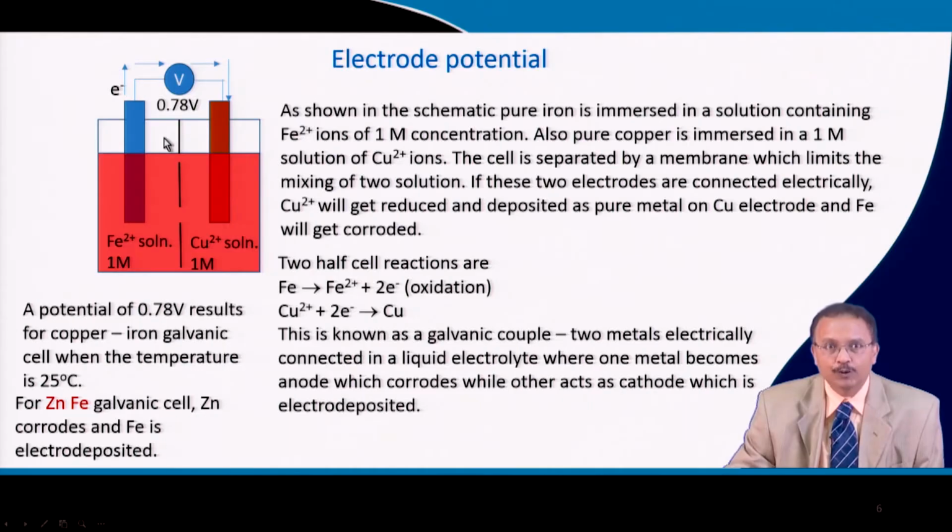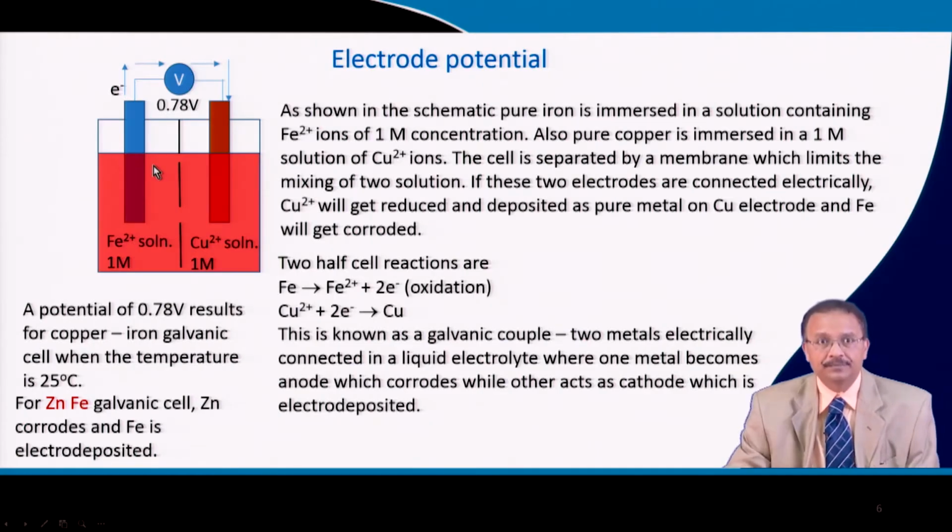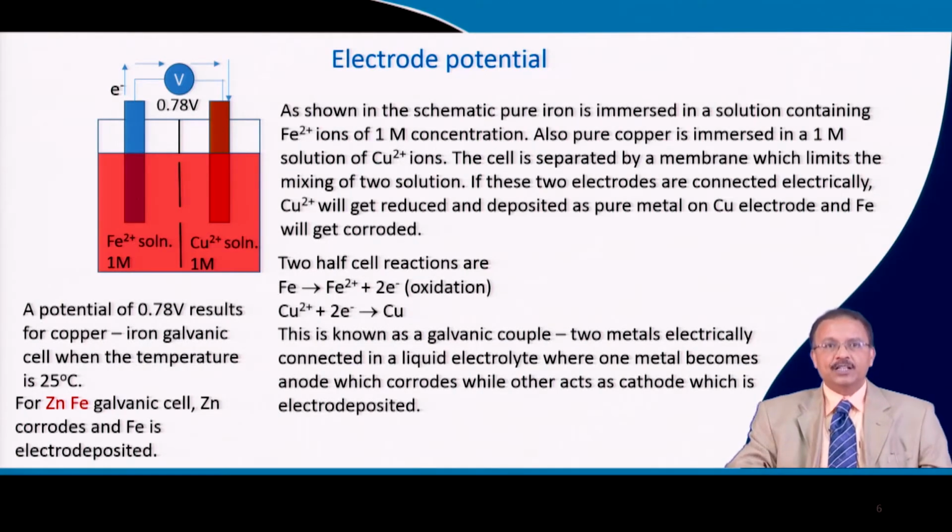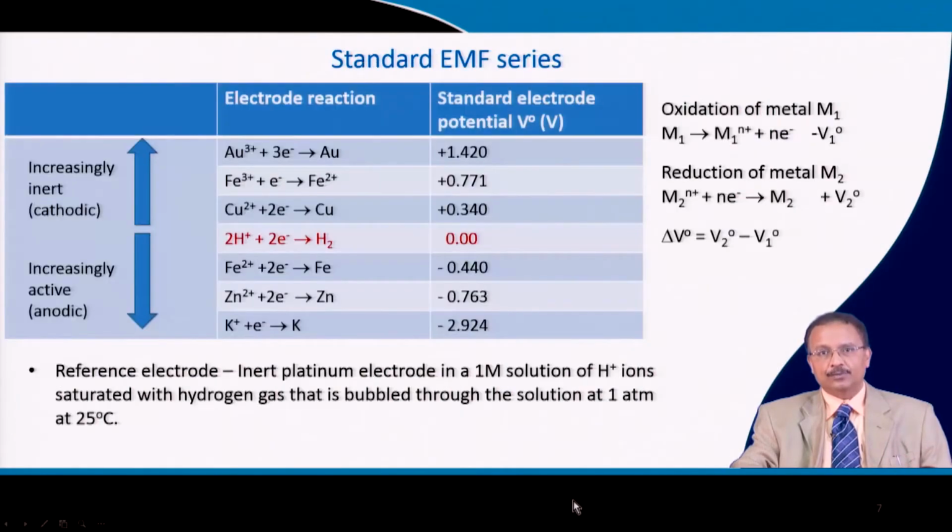So, a very specific voltage, about 0.78 volt, results out of this reaction for the copper and iron galvanic cell at room temperature. Now, if you consider a zinc iron galvanic cell, then zinc corrodes and iron is electrodeposited. So, depending on the type of these two couples, one will get oxidized and the other will get reduced. It is not that always iron will corrode. In the latter case, as you can see, zinc corrodes and iron is electrodeposited.